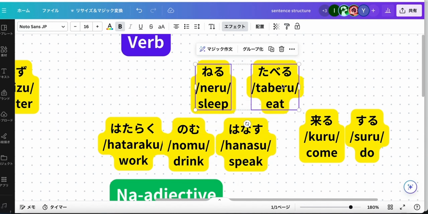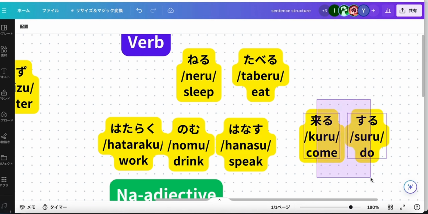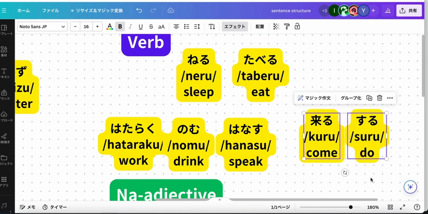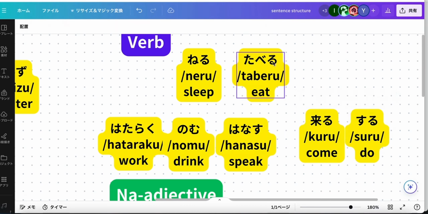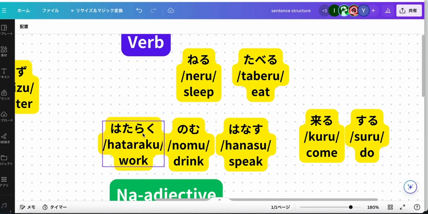So verbs can be categorized into 3 groups. First, the irregular verbs that only has 2 verbs, 来る and する. And if the verb ends with る it's usually group 2. And everything else is group 1. And you can tell that it's a group 1 if it ends with u sound, not ru. Right? There are some exceptions though. But anyway, so these are the verbs.